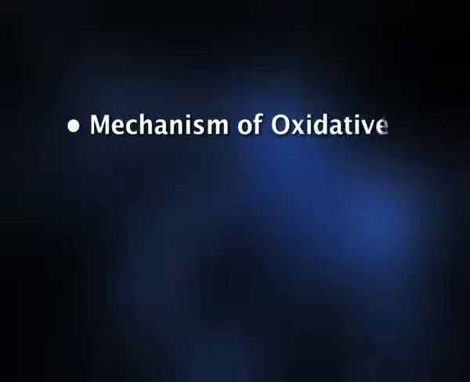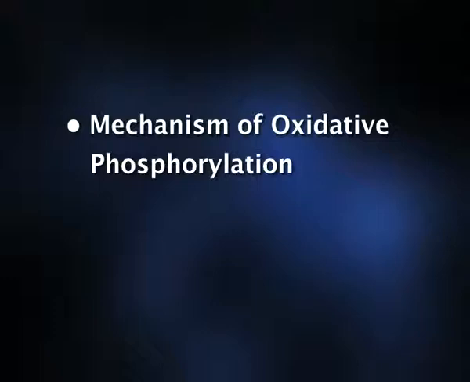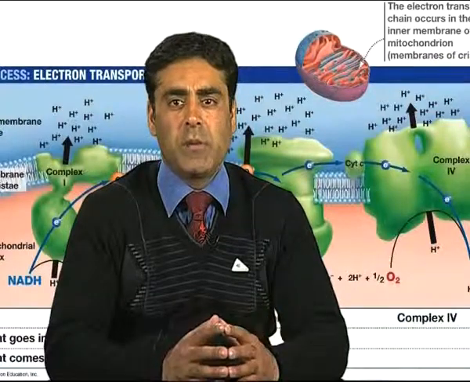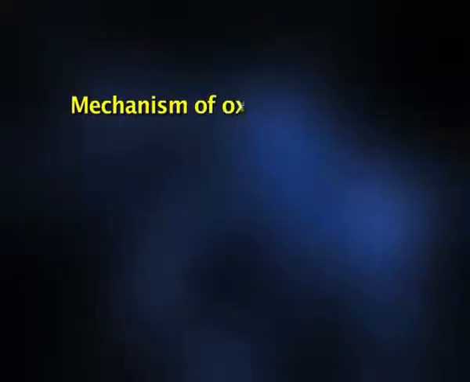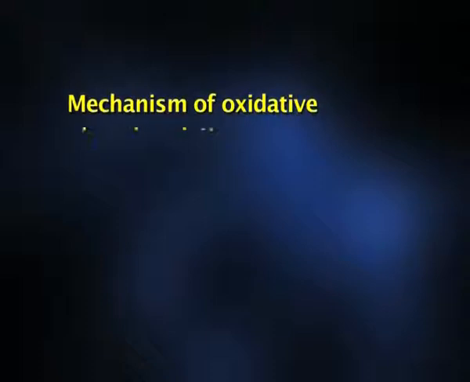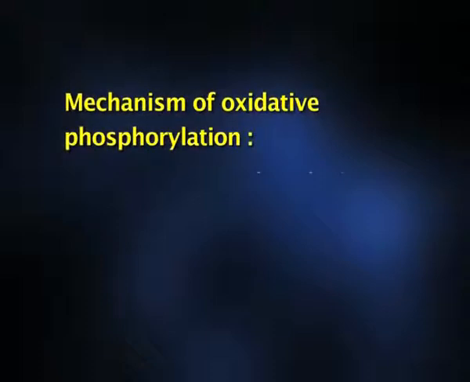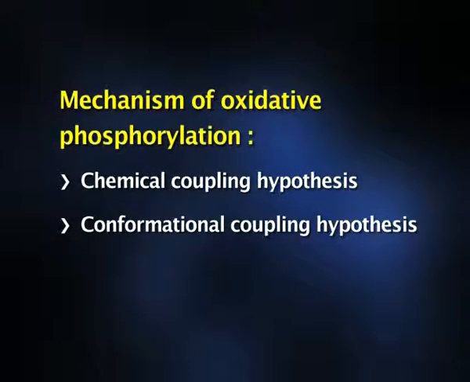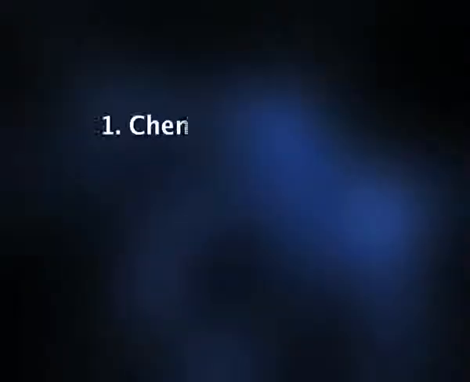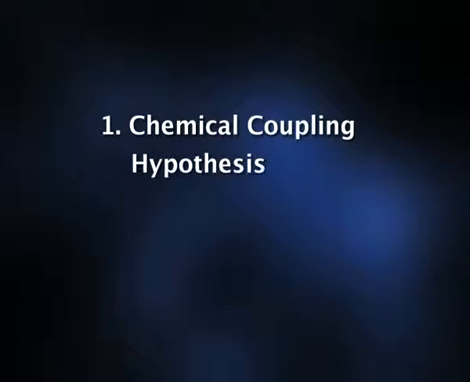Now, we will discuss the mechanism of oxidative phosphorylation. Three important theories have been proposed to explain the mechanism of oxidative phosphorylation. These theories explain how the energy transfer between electron transport and ATP synthesis takes place. These are the chemical coupling hypothesis, the conformational coupling hypothesis, and the chemiosmotic hypothesis. Now, we will discuss them one by one. Number one is the chemical coupling hypothesis.